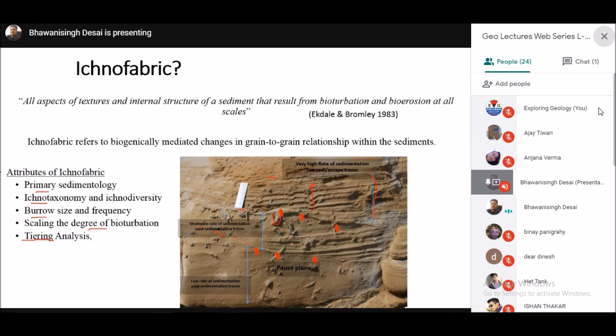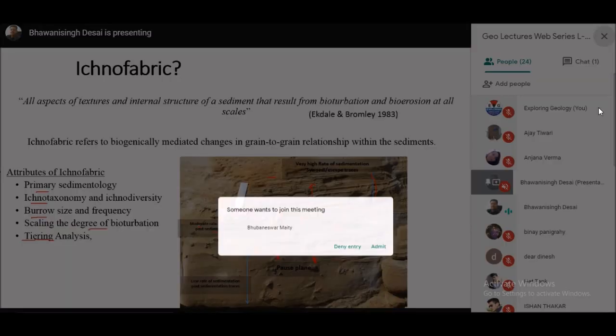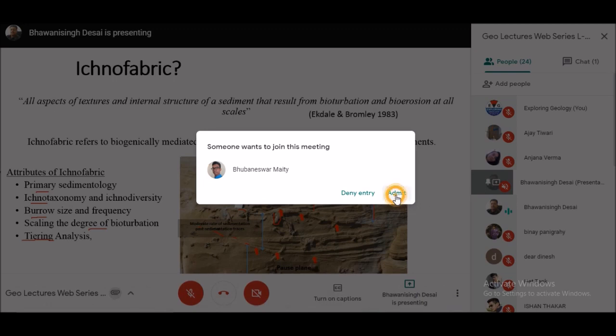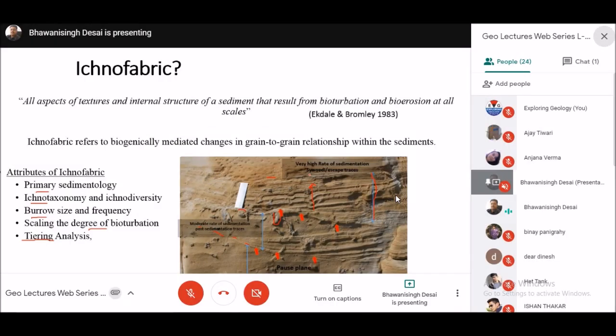Now you see, from the ichnofacies depositional larger scale, we are coming to a very small scale where we are trying to understand centimeter-scale variations. This is hardly 50 centimeters of sediment, but I'm able to understand 3 events very precisely. I have a pause plane here, I have a moderate rate of sedimentation, and I have a high rate of sedimentation. So this is how it works.